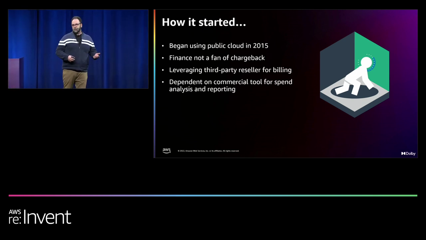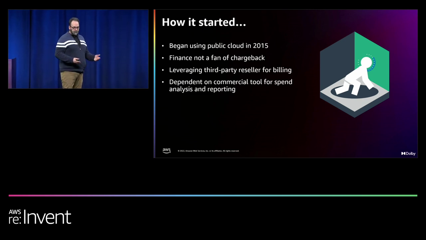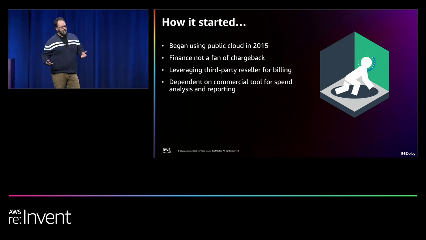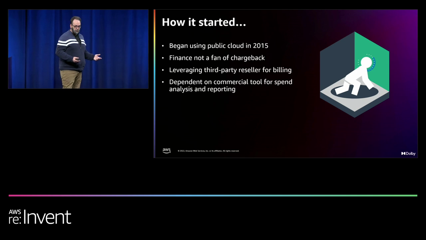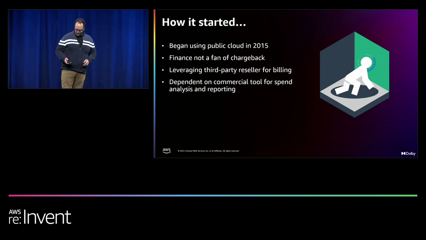We built a complicated system where we consolidated all of our spend with an account managed by the reseller. Each business team would have to issue a separate PO to the reseller for their spend. And then the reseller was using a commercial cloud cost management tool to slice and dice our bill, generate 70-plus invoices each month to Dolby, and charging us just 3% of our spend for that service.